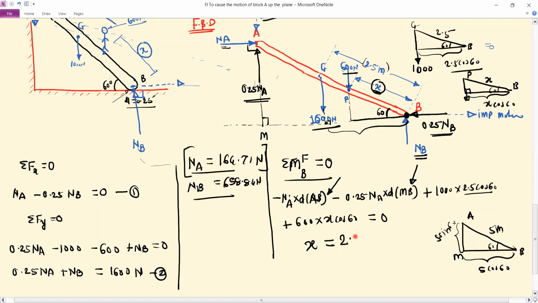So check this answer. Try to solve that equation and check whether you get the same answer, 2.304 meter. That means the person can ascend the ladder by x distance, which is equal to 2.304. If he crosses this distance, then the ladder will start slipping. Up to this distance, the ladder will be in equilibrium. There is no sliding motion.